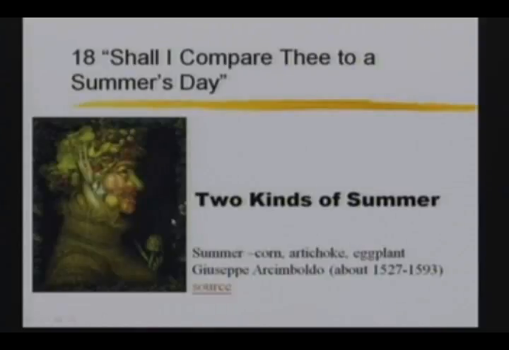I'm just showing you a 16th century painting for your interest. This is done by Archimboldo, and he's said to be a surrealist before the time of surrealism. And that's the way he presents summer, with different kinds of fruit like corn, eggplant, and artichoke. We don't even have artichoke here. Artichoke is seen to be a really precious vegetable in the United States. But probably, maybe you haven't had it yet.